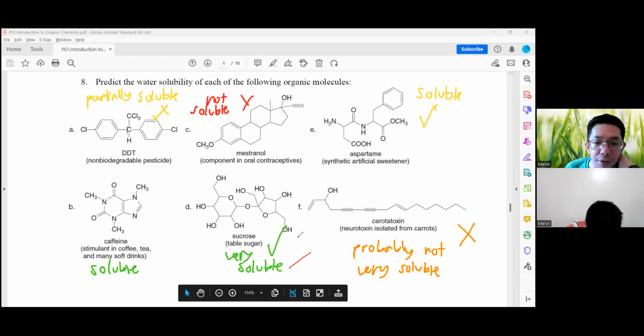Kasi this will be the basis of our explanation for the rest of the molecules. Yes, Josh? Ano po yung mga OH? Good. Yung mga OH siya, no? It can do hydrogen bonding with water. Very soluble siya. How about caffeine? No? So, caffeine is also soluble in water. We know this by experience. So, what is the reason naman kung bakit yung caffeine soluble in water? Wala kang OH dyan. Wala kang OH sa letter B.